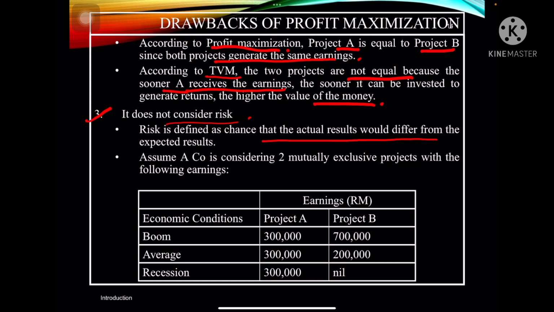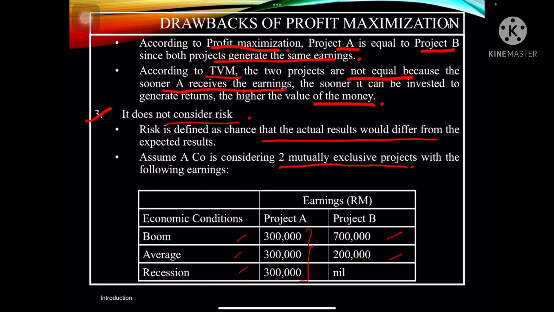Alright, next one, assume a company is considering two mutually exclusive projects. Mutually exclusive projects means that you have to choose only one, so you take one and drop the other. For project A, we can see the economic conditions of boom, average, and recession: everything is maintained at 300k, 300k, 300k. What about project B? During the boom, they get 700k, and during average it is 200k. If we total up, both will give you 900k, but in different economic conditions.